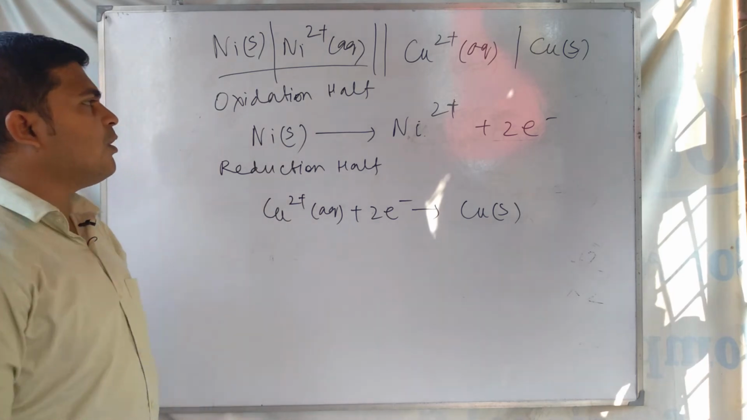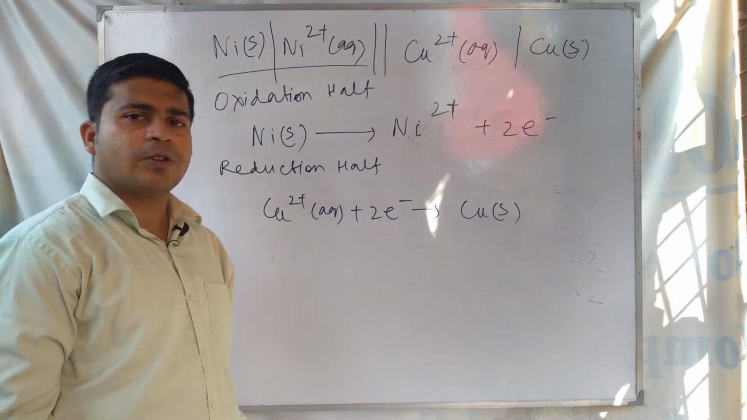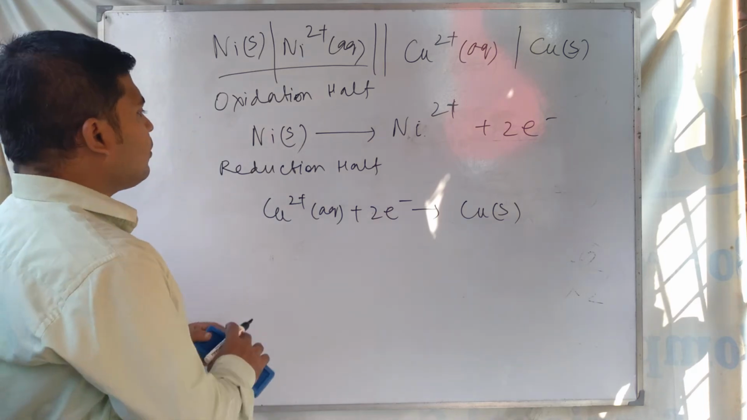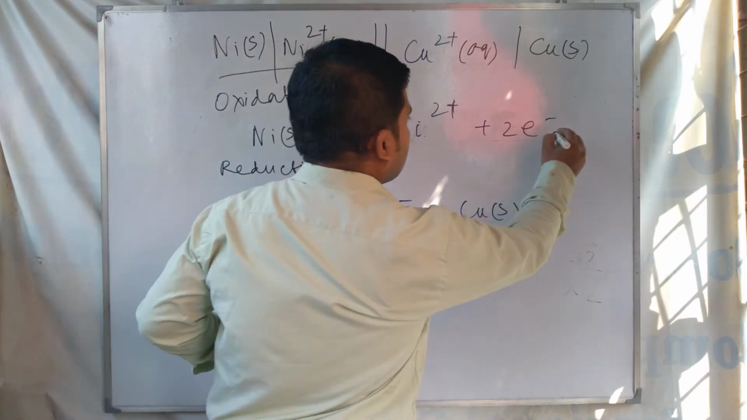And now the question is, what is the overall cell reaction for this galvanic cell? And it is easy. We have to make two equations.